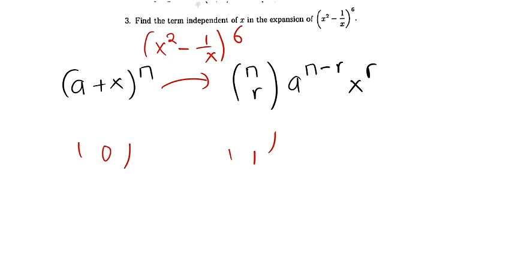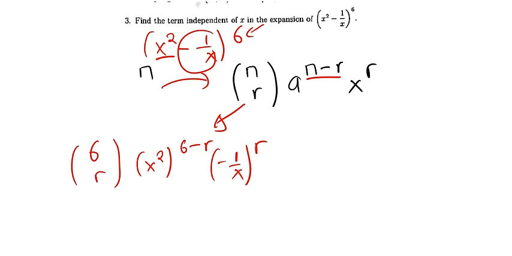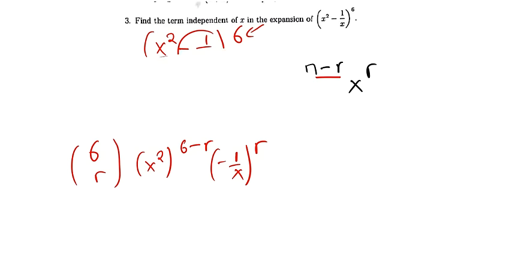In this case we don't have a specific term we're dealing with, so we'll just apply the same formula. What is our n? Our n is the power 6, so we're dealing with 6 choose r. Our a is x squared, raised to the highest power 6 minus r, and then x in this case is negative 1 over x, raised to the power r, since we don't know what r is. So this is basically what we're interested in.